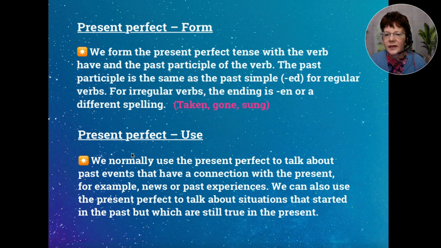All right, the use. We normally use the present perfect to talk about past events that have a connection with the present, for example, news or past experiences. We can also use the present perfect to talk about situations that started in the past but which are still true in the present. So, okay, let's look here.